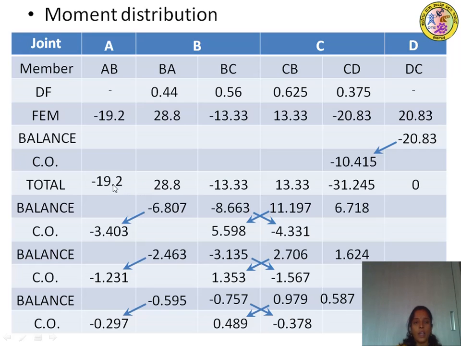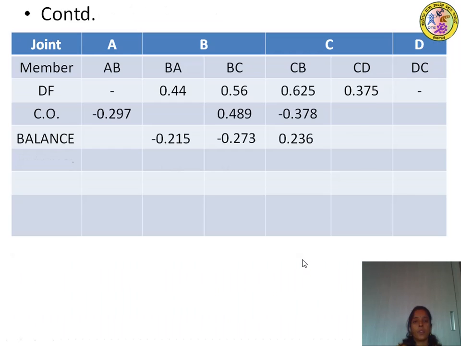So that is under A, minus 19.2 plus minus 3.403 minus 1.231 minus 0.297, like that. Whereas under CD it is minus 31.245 plus 6.718 plus 1.624, 0.587, like that. So you have to add all the values in each column from the row of total.